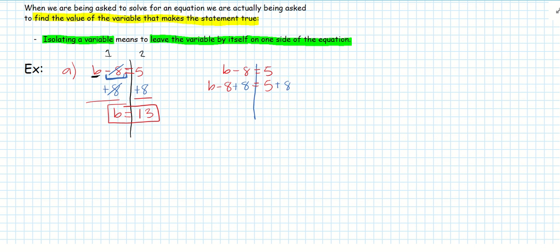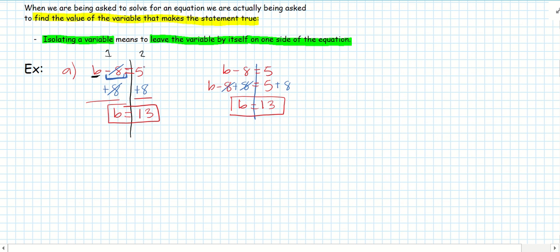Okay. So at the end, we're noticing that negative 8 and positive 8 become 0, right? So they cancel each other. So then at the end, b equals 5 plus 8, which is 13. Notice it's the same answer, right? Same concept. We're applying the properties of equality. We're adding 8 to cancel it or to get rid of it from the left side.